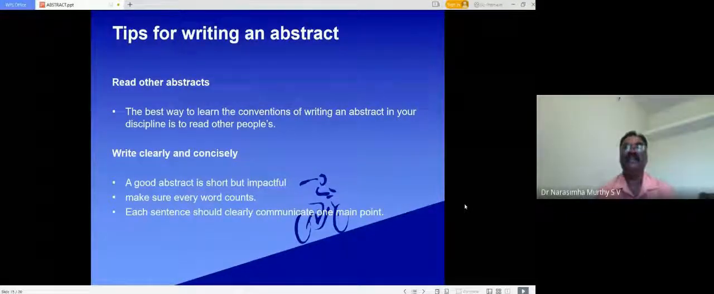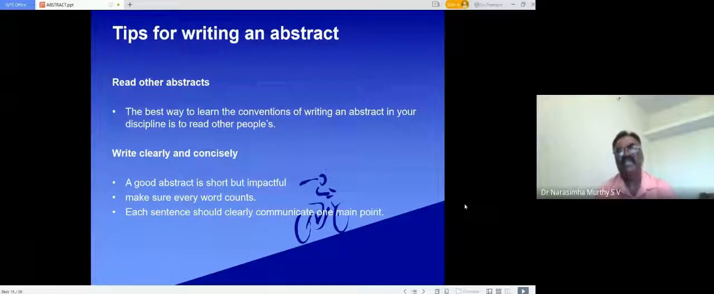Clarity and conciseness are the two important things when it comes to an abstract. Remember, a good abstract is always short but impactful. It should create a good impression, and make sure that every word contributes to the structure semantically as well as lexically. Your words should weigh a lot. And remember, every sentence should speak about the main point, the central argument.